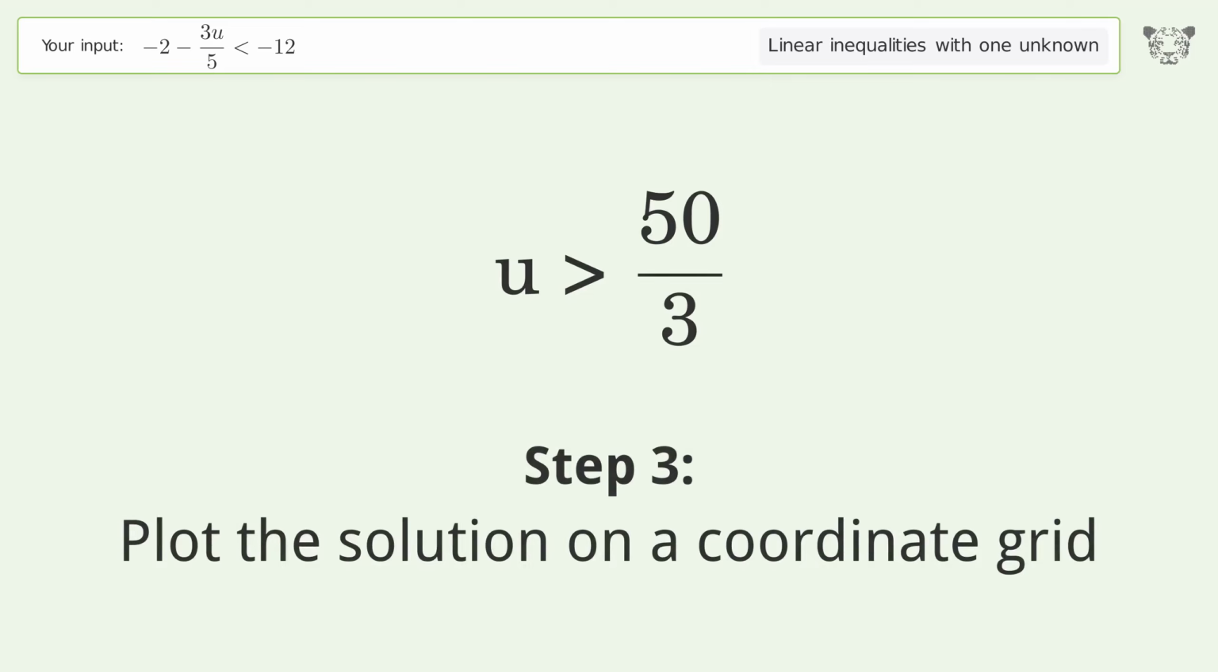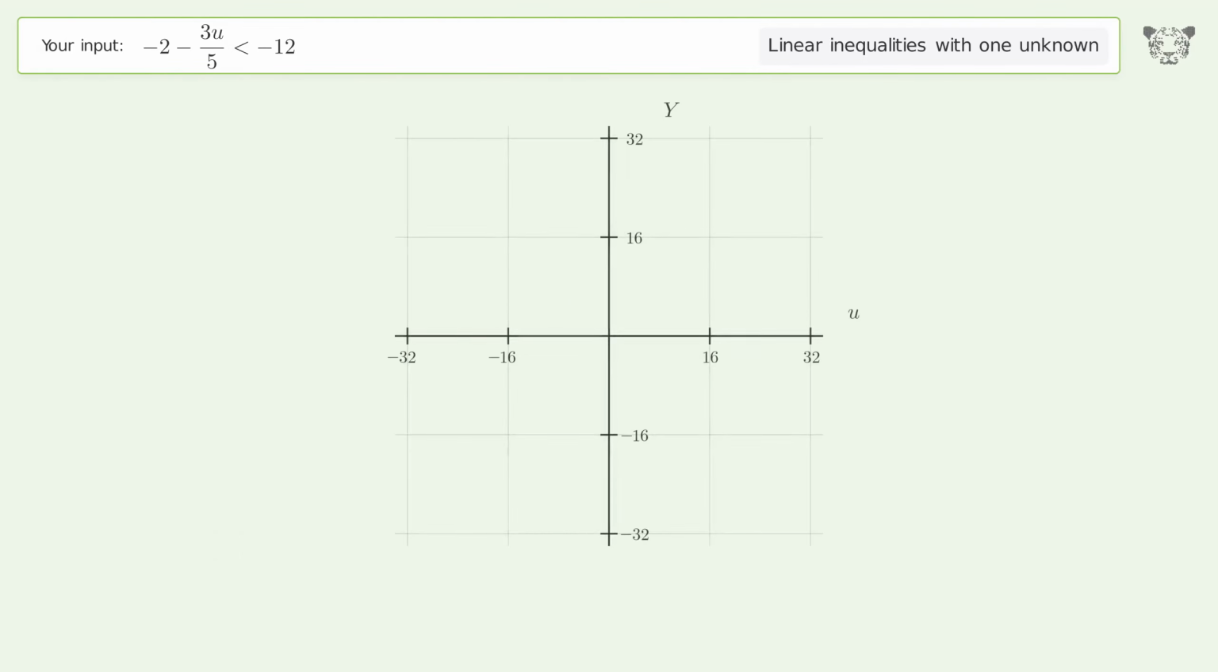Plot the solution on a coordinate grid. And so the final result is u greater than 50 over 3 greater than 162 over 3.